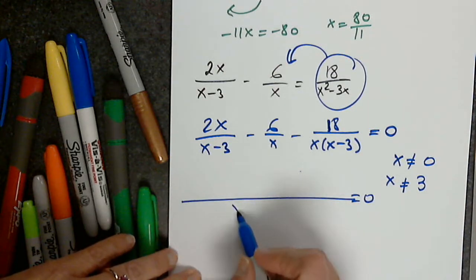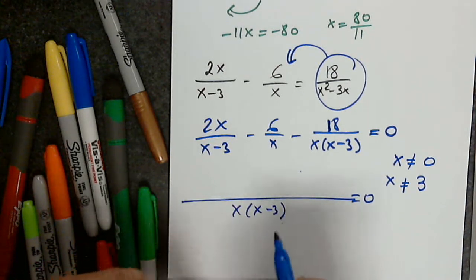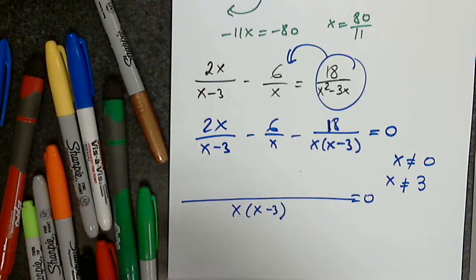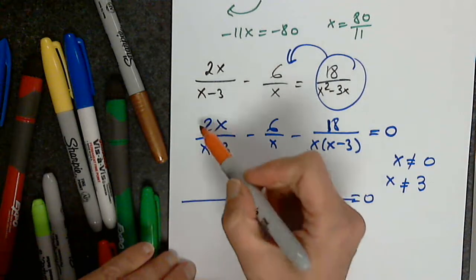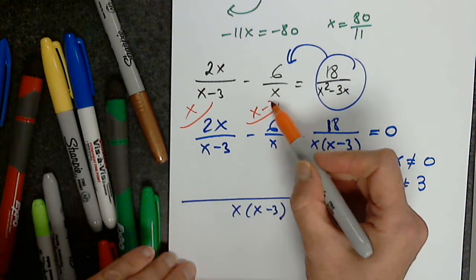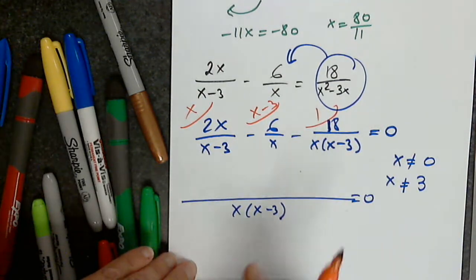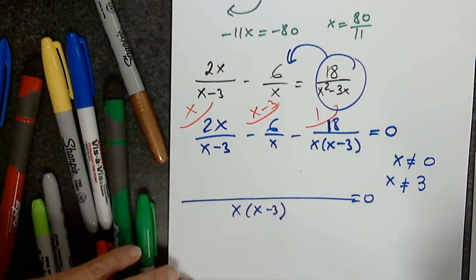So the least common denominator is x times x minus 3. Is that okay so far? Okay. So then we have to find adjustments. There is no need for one here, but I'm just making a point.